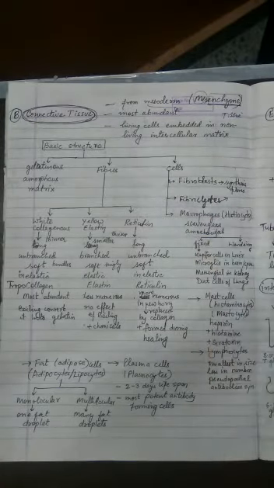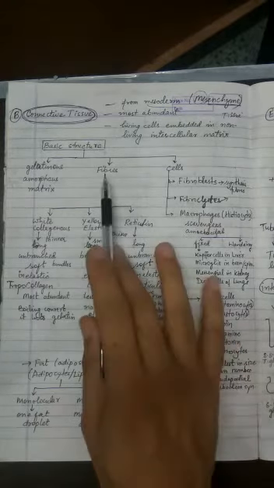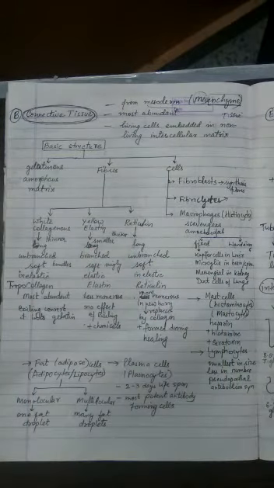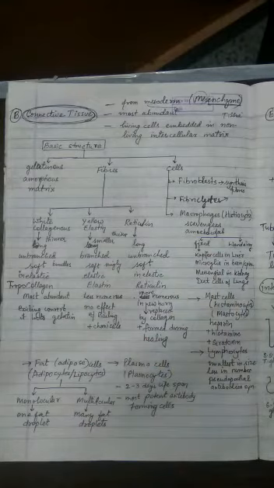Now the next thing is the basic structure of the connective tissue. A connective tissue is made up of three main things. First is the matrix. Matrix means the general background. The background is amorphous and gelatinous in nature. And then there are fibers which are suspended in this matrix, and then there are cells present in this matrix. So three things are there, and these three things together form the connective tissue.